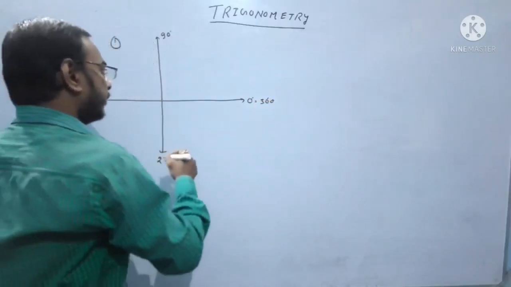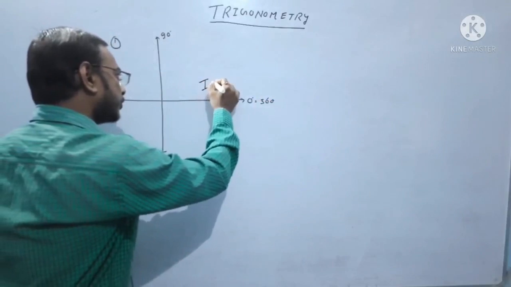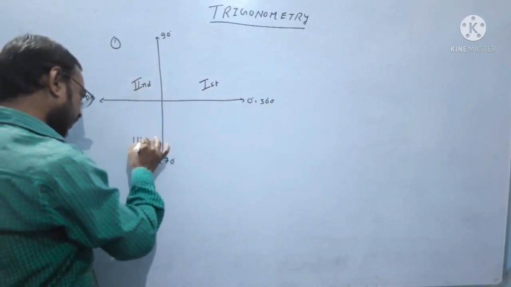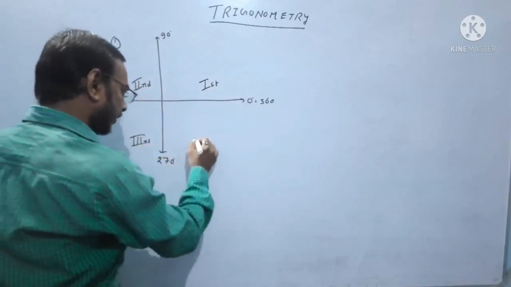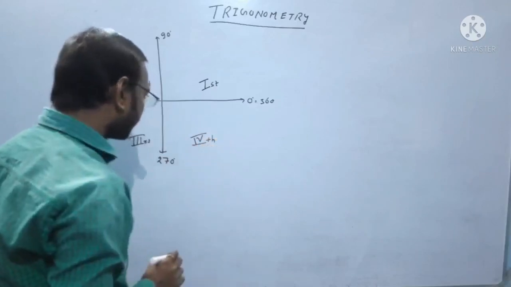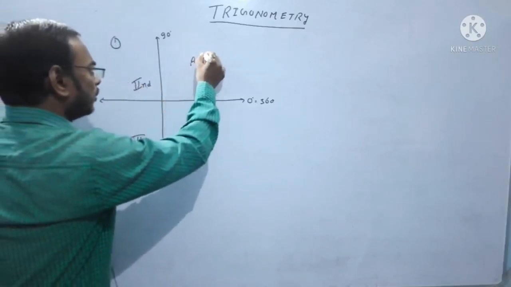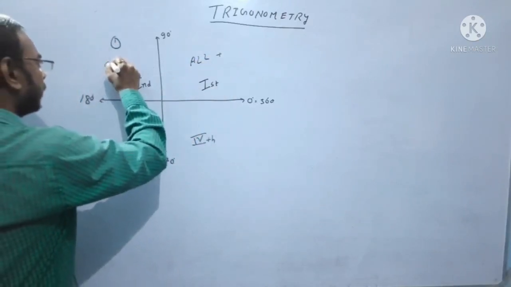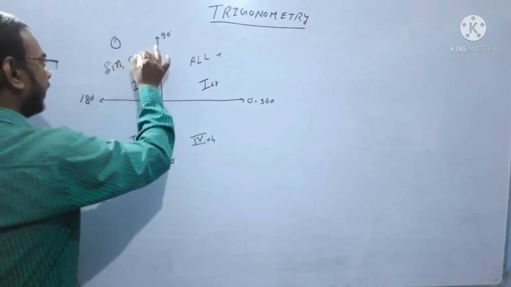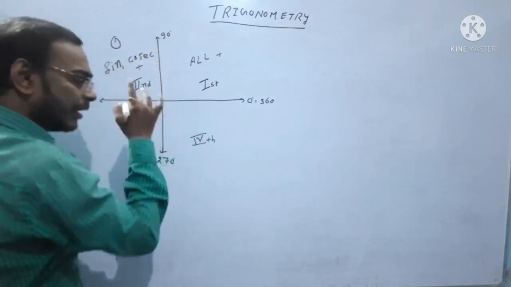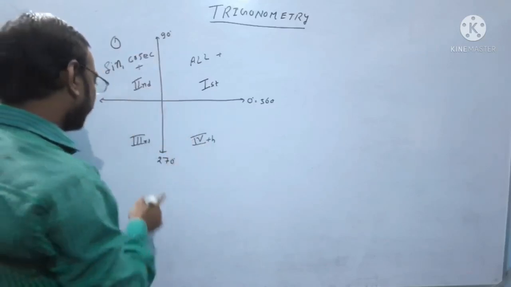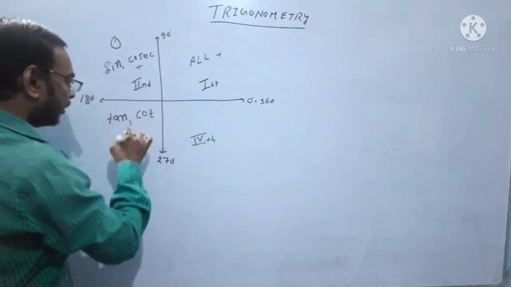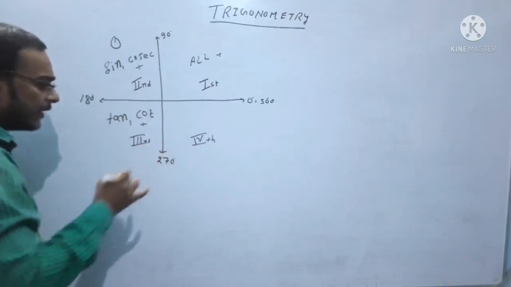Okay, and we also know that this is the first quadrant, this one is the second quadrant, this one is the third quadrant, and this one is the fourth quadrant. Okay, in the first quadrant all the trigonometric ratios are positive. In the second quadrant we must remember that sine and cosec are positive, the rest of the trigonometric ratios are negative. In the third quadrant tan and cot are positive, the rest are negative.